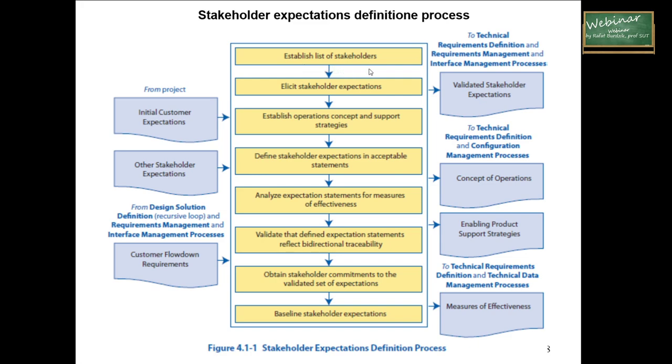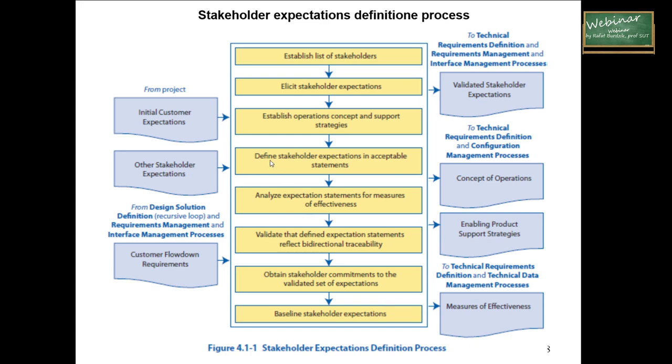So you should start from the established list of stakeholders. The next step is to analyze stakeholder expectations. Next is to establish the operations concept and support strategies. Next, define stakeholder expectations in acceptable statements. So you should consider if all the expectations of the stakeholders are acceptable for you. Analyze acceptance statements for measures of effectiveness, so whether it is possible to check the effectiveness of fulfilling the expectations. Validate that the defined expectation statements reflect bidirectional traceability. Obtain stakeholder commitments to the validated set of expectations and baseline stakeholder expectations.